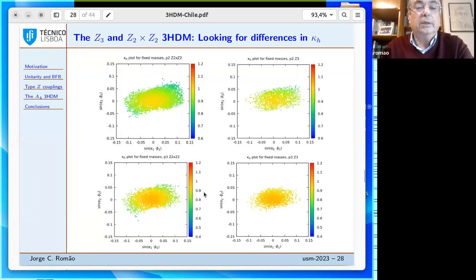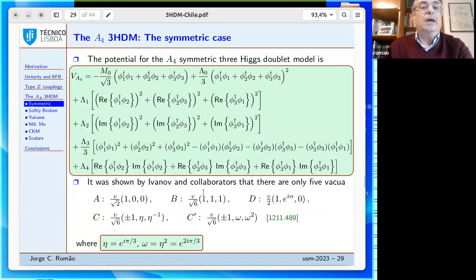Then we claim that once kappa H is measured, if it is bigger than 1, then these models will be in trouble to explain it because they give a value which is lower than 1. If it is much lower than 1, then Z2 cross Z2 is in better shape to explain the results than Z3. Now, in the time left, let's move to another topic, related but different.